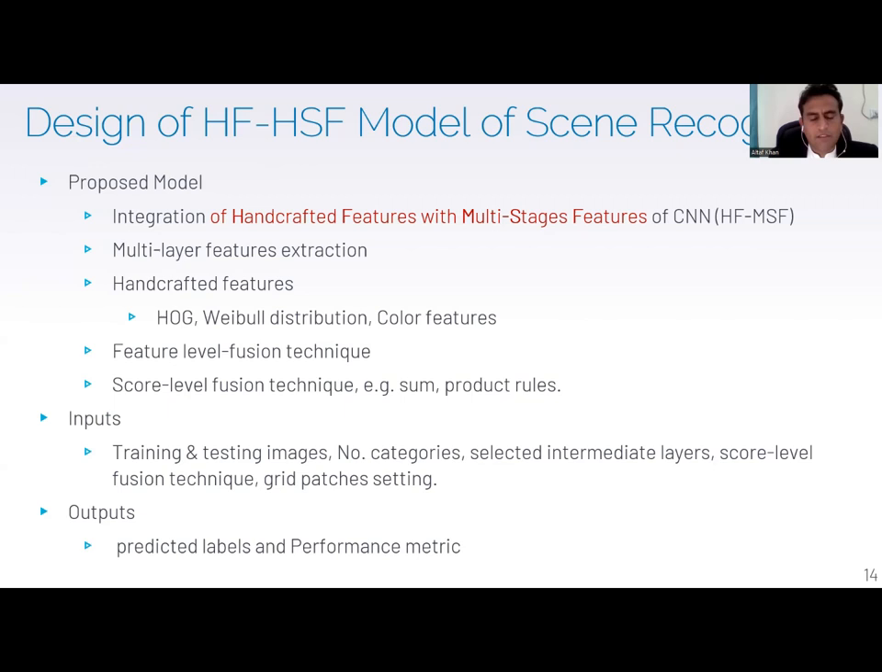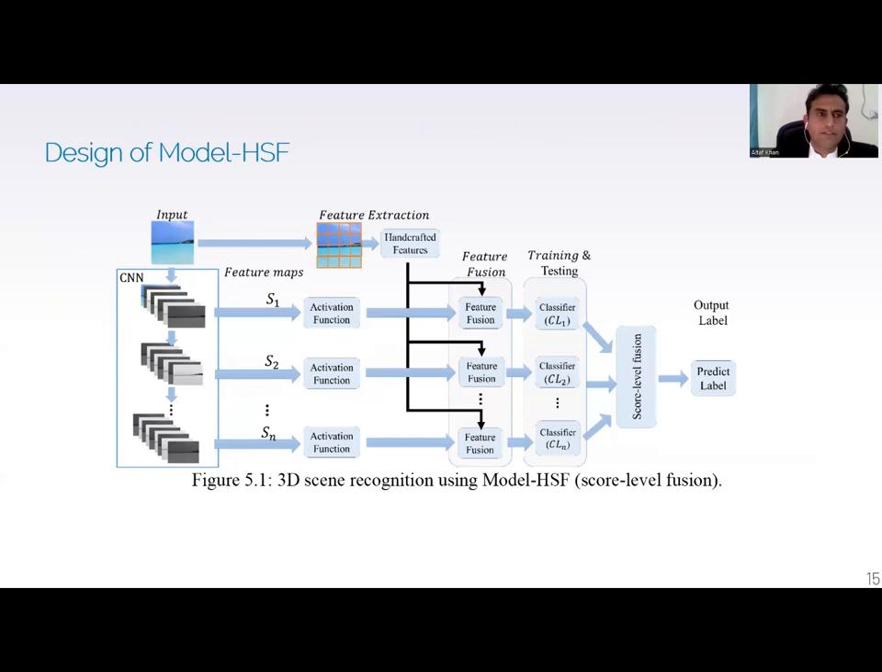This is the design of our proposed model, in which we have one image and we apply the same convolutional neural network at the different stages S1, S2, Sn, and at the same time the same image is used for extracting the handcrafted features. We have run several experiments on how we combine them, and basic performance is measured separately, then combined. Then we have classifiers at the same level, classifier 1, classifier 2, classifier n. Then their outcomes are also combined for the final prediction of this one input image sample.